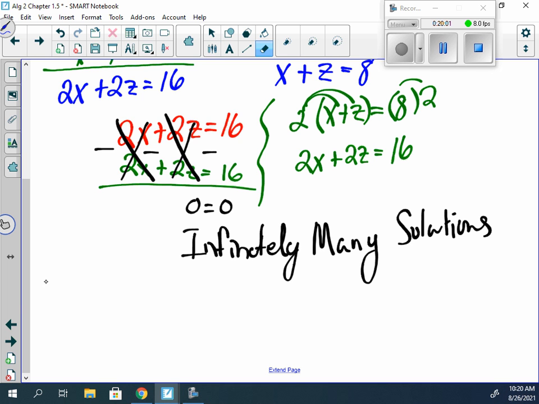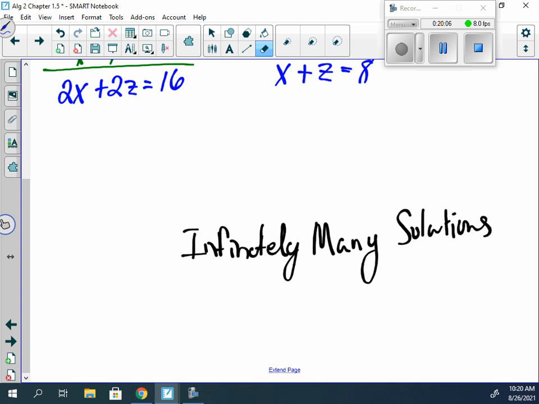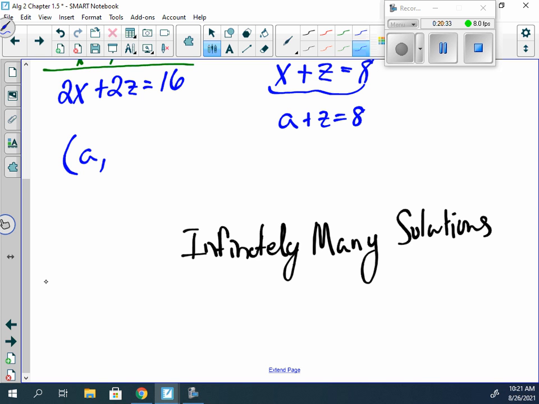I'm going to erase this here just to provide some room. I'm going to say x is the variable a. Because when we have infinitely many, we use a variable a. I use a to denote a variable for this here. And we can define the solution from it. And what we do is we come back, and I'll pick this one here. I said the value of x was a, yes? So a plus z equals 8. And so what I'm going to do is start defining y and z in terms of the value a.